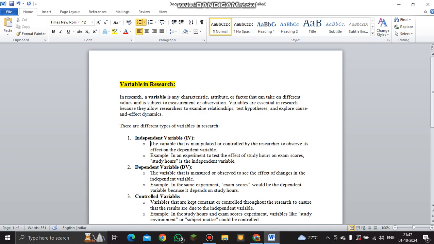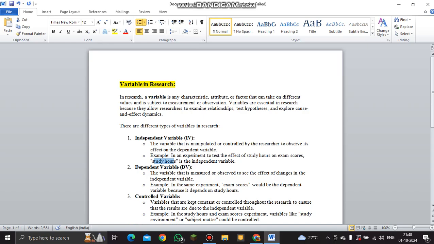So it can be manipulated and controlled by the researcher to see the effect on the dependent variable. For example, if in a study you want to see exam scores on the basis of study hours, then study hours is the independent variable. Right friends, so you can manipulate the study hours and you can see the effect on the exam scores.